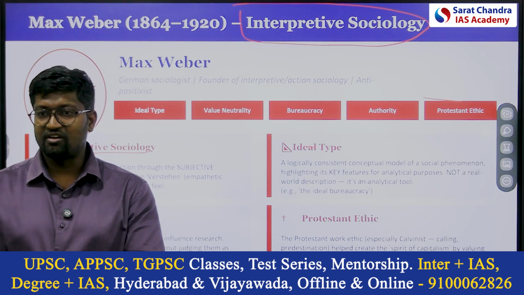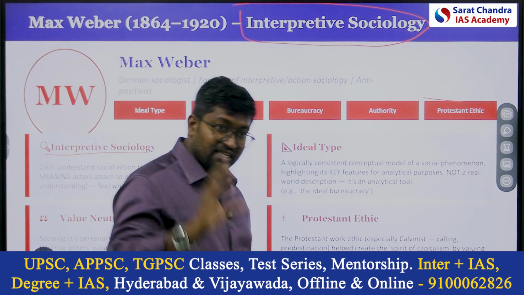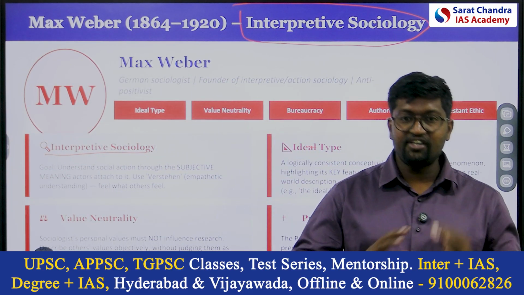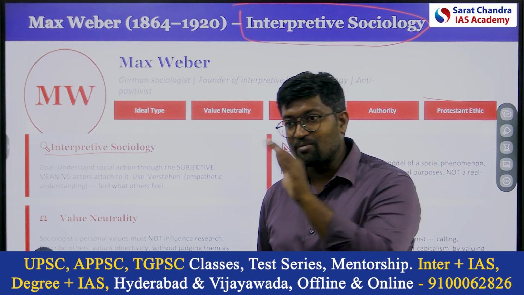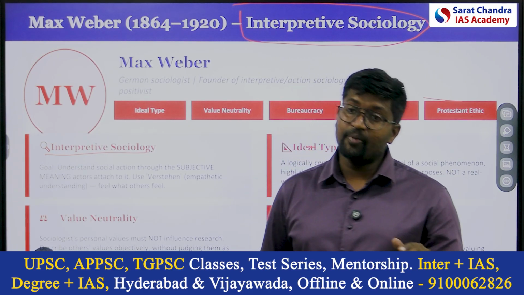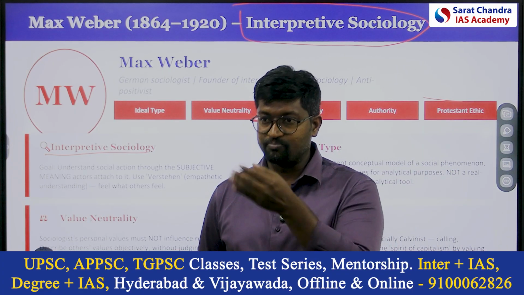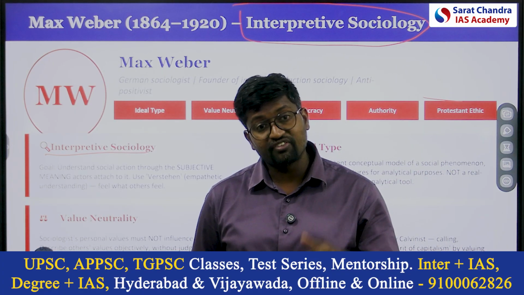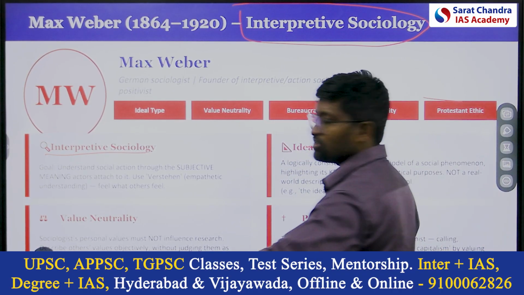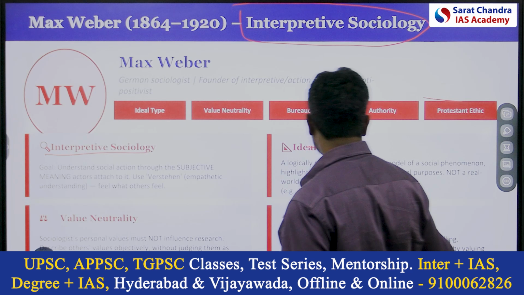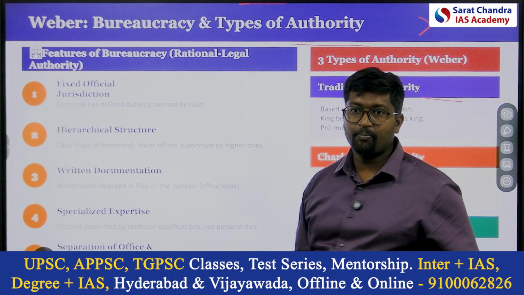In that religion, we see some kind of ethics followed by the society. That ethics which is followed by the society led to the rise of capitalism. So Karl Marx talked about capitalism, but Weber also talked about capitalism. Karl Marx talked about the exploitative nature of capitalism, but Weber is talking about the rise of capitalism through Protestant ethics. Now you understood?